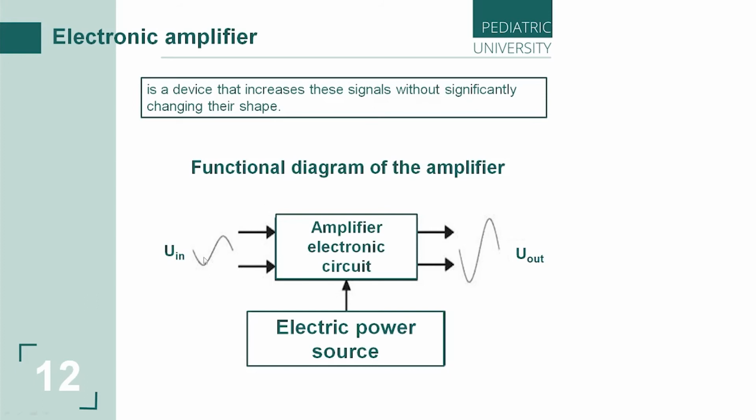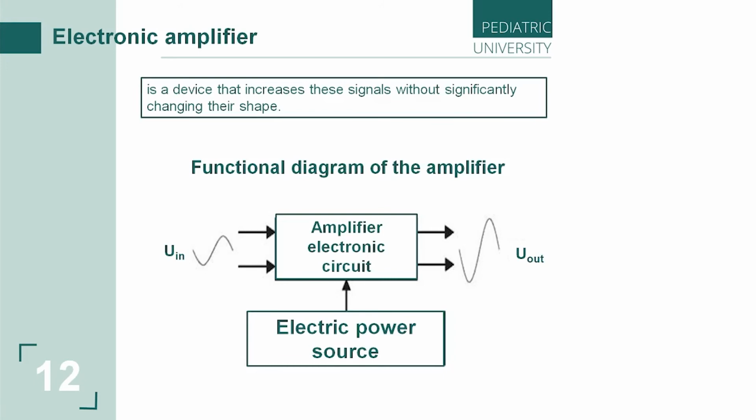The input voltage is supplied to the input terminals of the amplifier. The electronic circuit of the amplifier provides an increase in its amplitude. Let's compare the amplitude before the amplifier and after the amplifier. The electronic circuit of the amplifier provides an increase in its amplitude due to electric power supplied from an external source. The amplified signal, the output signal, is removed from the output terminals.